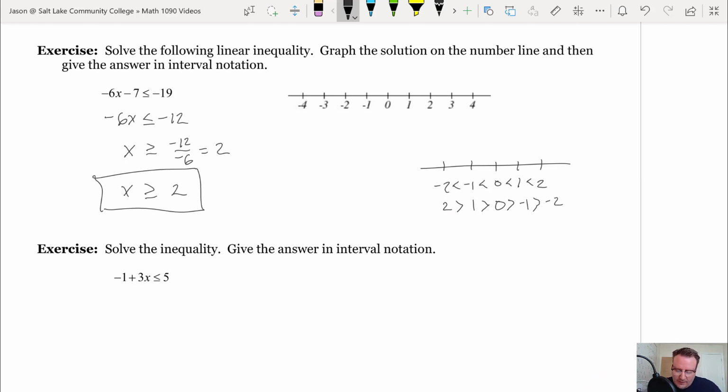It asks us to graph the solution on the number line and then give the answer in interval notation. So, greater than or equal to 2. I'm going to use the dot notation, and I'll use a fatter marker here to denote it. What we'll often do is just shade this in to indicate that portion of the number line. And then interval notation would be 2, infinity. We can't include infinity. It's not even a real number.